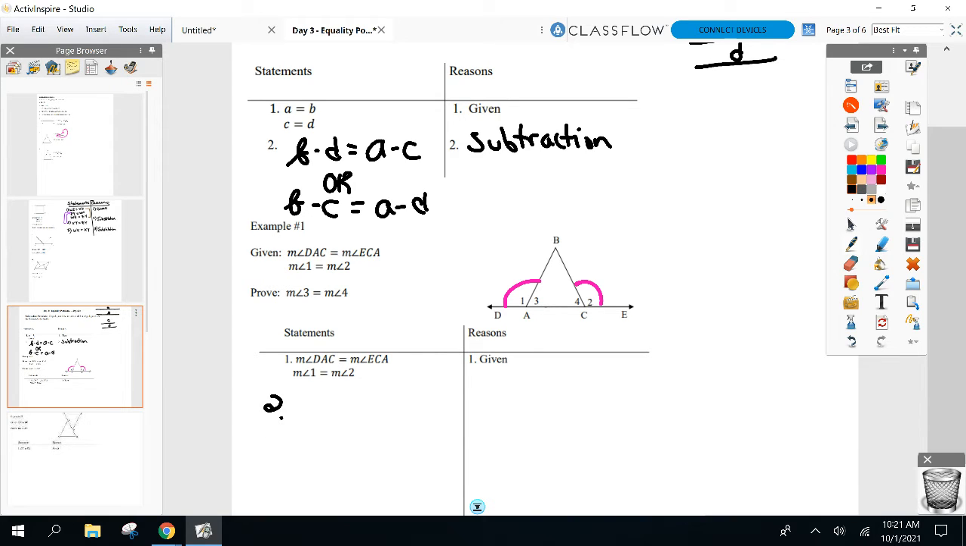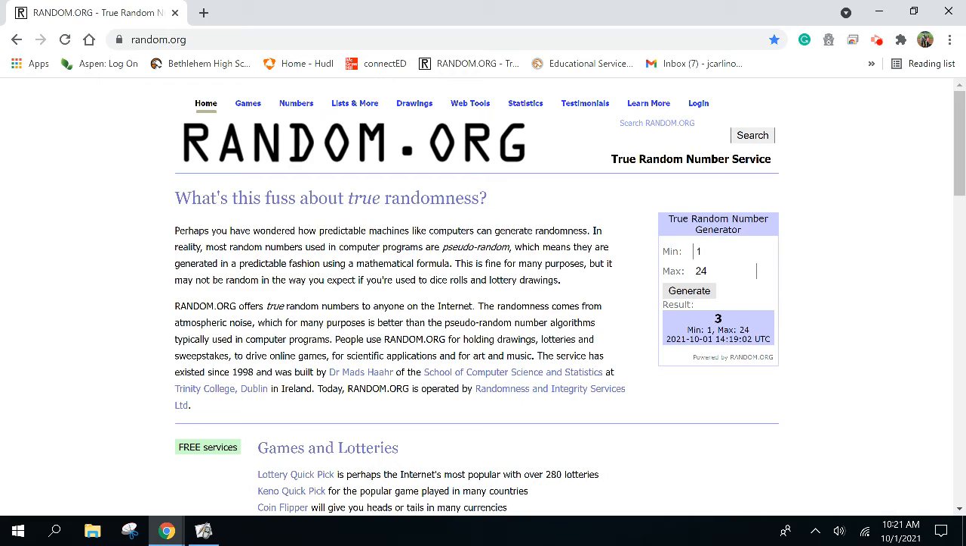So give me the 2 angles. I'm going to call on somebody here. The 2 angles you want to subtract to get to angle 3. So look in your givens. What 2 angles must I subtract in the givens from each other to get to angle 3? What are they? Ellen?